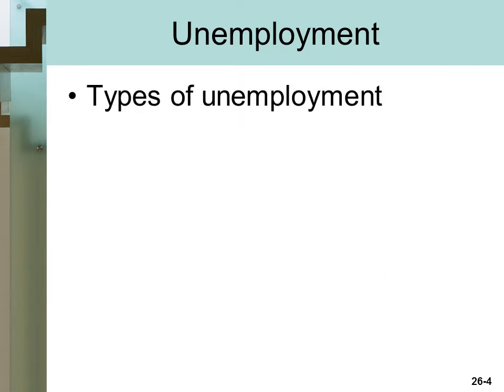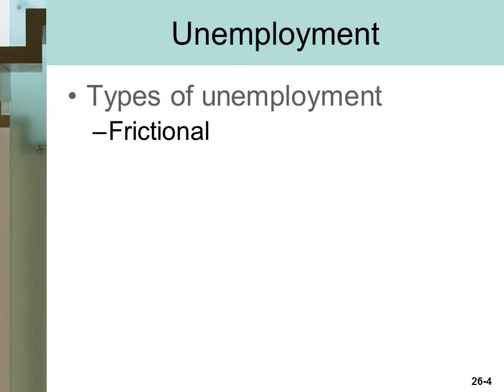What about different types of unemployment? Well, there are three types of unemployment. The first one is what we call frictional unemployment. This is the least serious type of unemployment, and the reason is that people who are frictionally unemployed actually possess job skills.